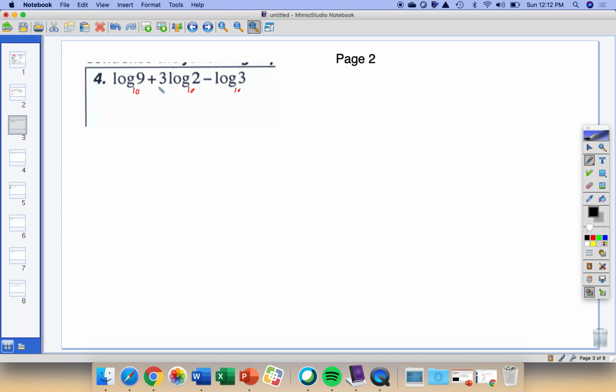First thing I see is this 3. This 3 in front of the log means I gotta put this back up here. So I'm gonna rewrite this as log of 9 plus log of 2 cubed. Now 2 cubed is gonna become 8, right? 2 to the 3rd power minus log of 3.